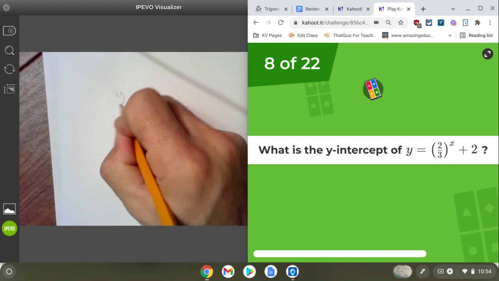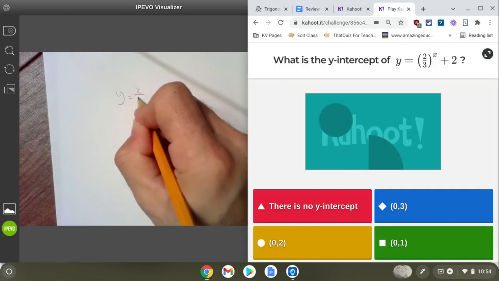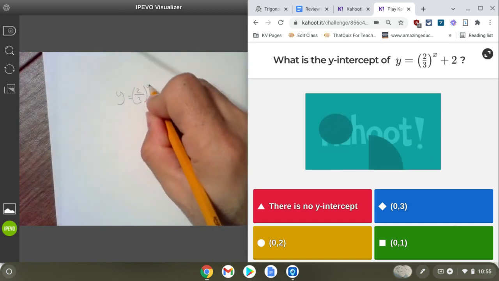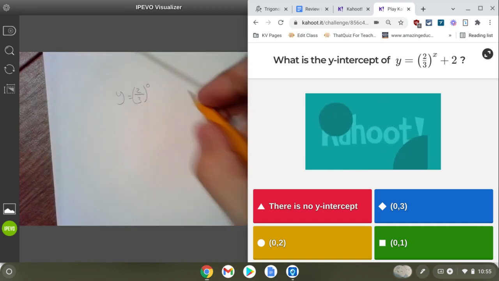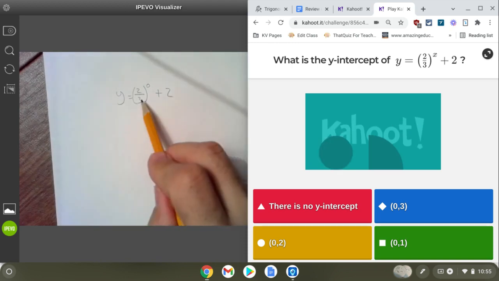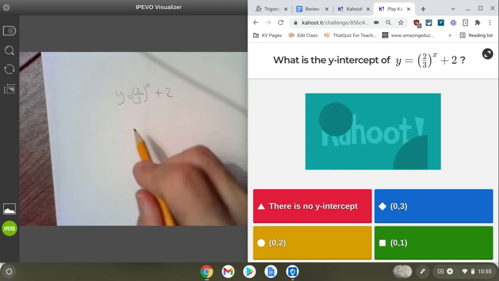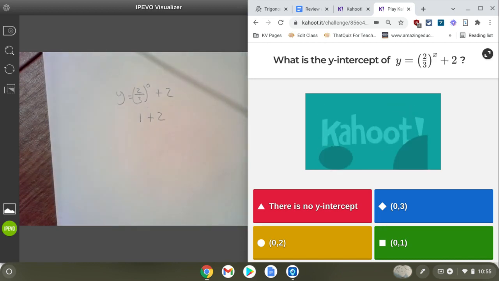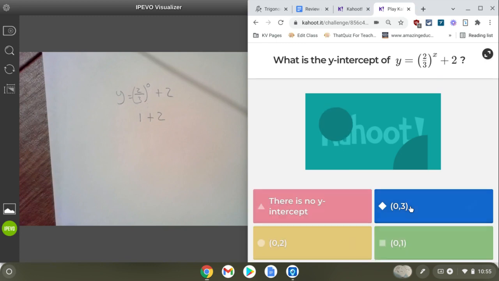Again, they're asking for that y-intercept. So it's 2/3 to the 0 is what we're doing. We're plugging in 0 for x. 2/3 to the 0 is equal to 1, and then you're just adding 2 to it. So the answer is going to be 3. Basically, the original graph of y equals 2/3 to the x had a y-intercept of 1. And since we're shifting it 2 units up, the y-intercept just increases to 3.